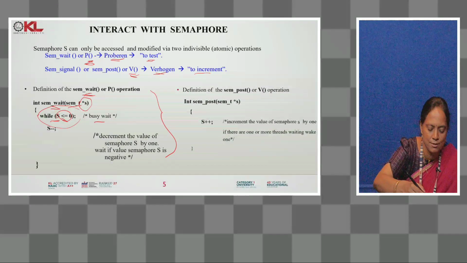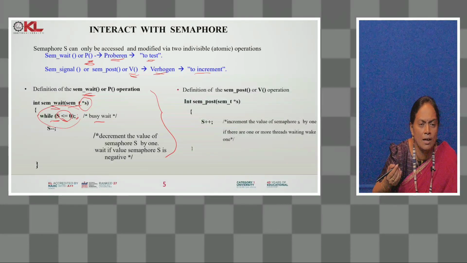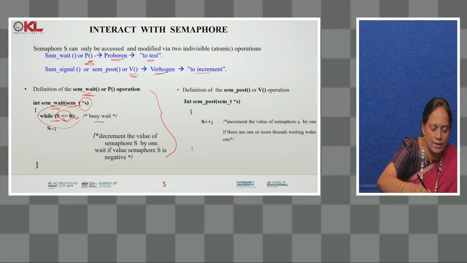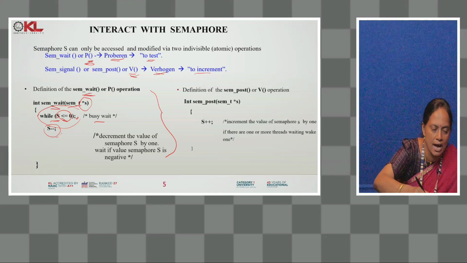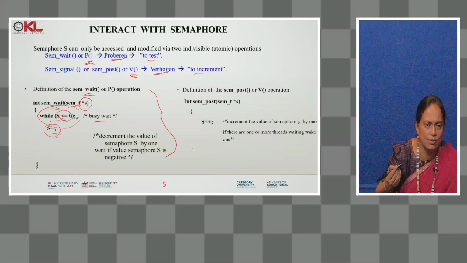Whenever the condition becomes false, the next statement is going to execute. So first we have to check the condition, whether the semaphore value is less than or equal to 0. If it is, the process is in the busy waiting state. If the value is not less than or equal to 0, this statement is going to execute, and the semaphore value is going to decrement. So in sem_wait, the semaphore value is decremented.